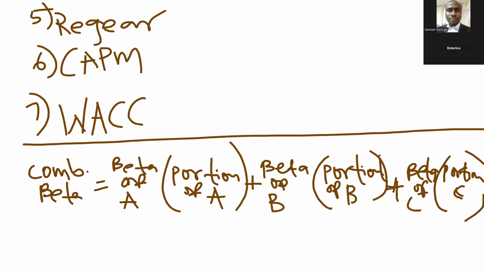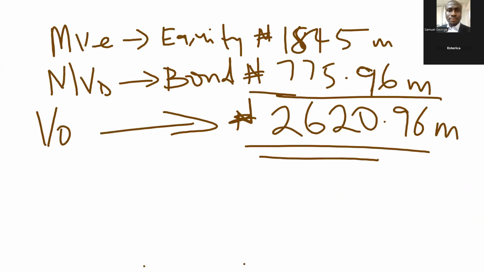Okay, we're done reading the question. So we are going to really solve this question, moving to question B. So in this video, we've been able to solve question A, and our final answer for question A is 2,620.96 million, that is 2,620,960,000. Okay, so that is that about that.